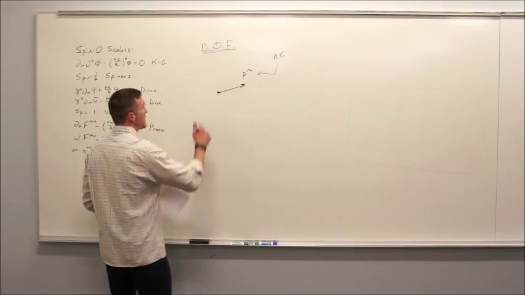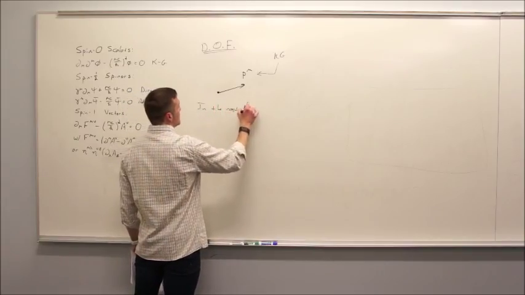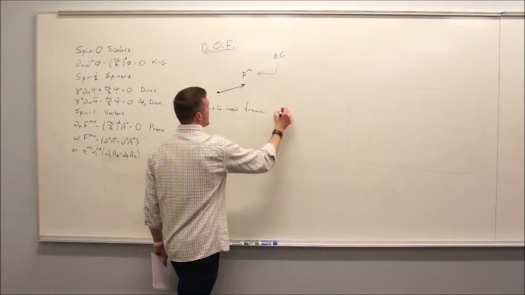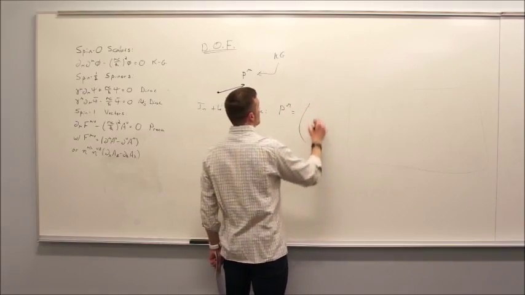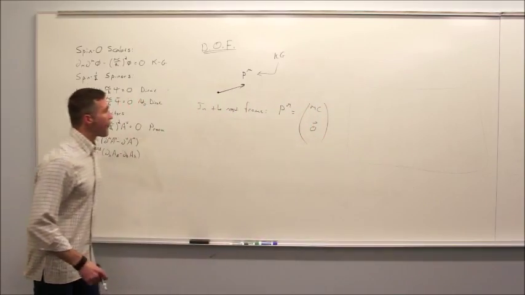The rest frame. The rest frame, okay? So in the rest frame, P^mu takes a very simple form, which we just wrote: (mc, zero vector), okay?